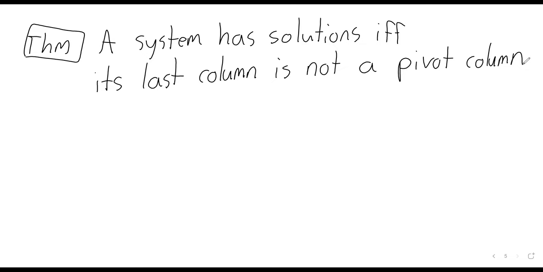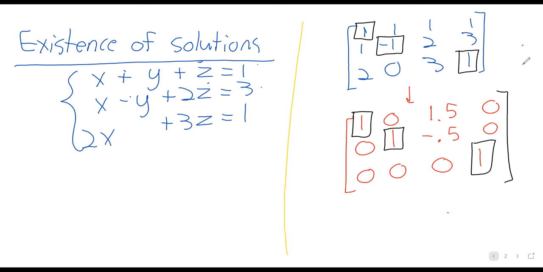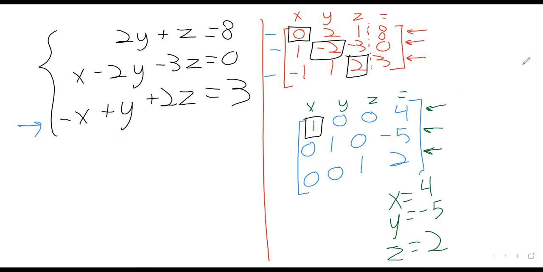Again, going back to what we've looked at, this system didn't have solutions, and there was a pivot position in the last column. So the last column is a pivot column. This did have solutions. There's no pivot position in the last column. So the last column is not a pivot column.